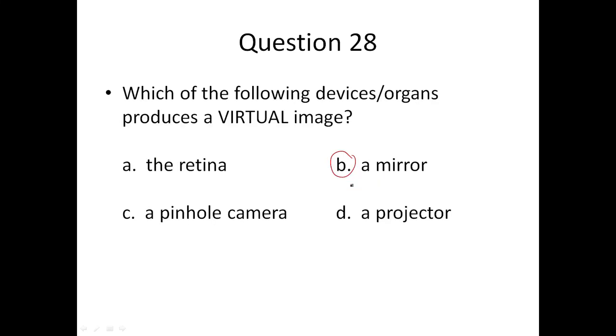Question 28. Which of the following devices or organs produces a virtual image? And that would be the mirror. All the rest produce real images, which are the retina, pinhole camera, and projector.